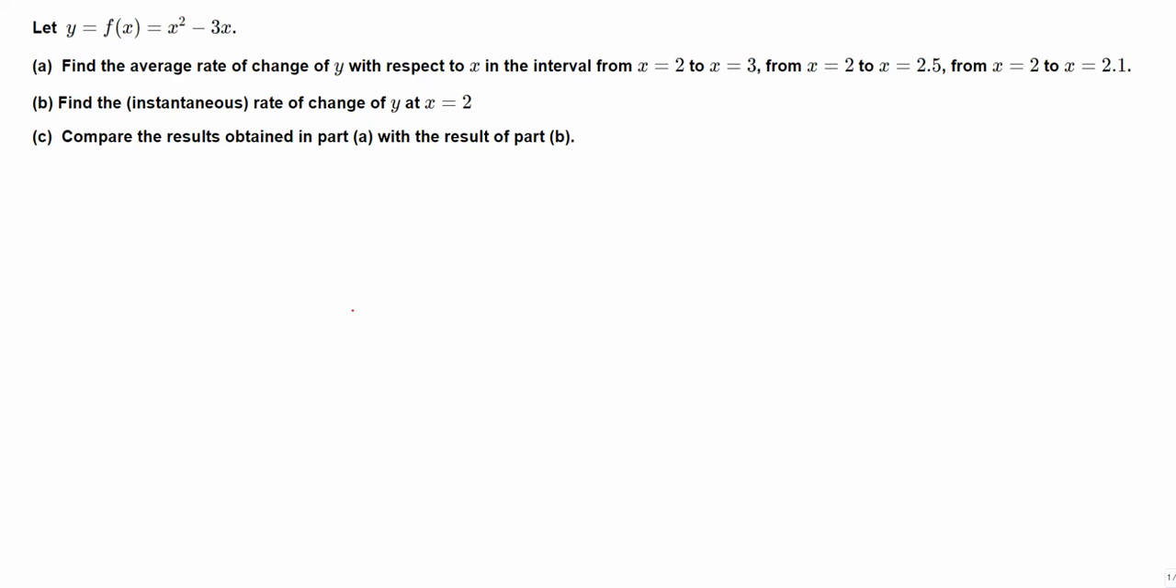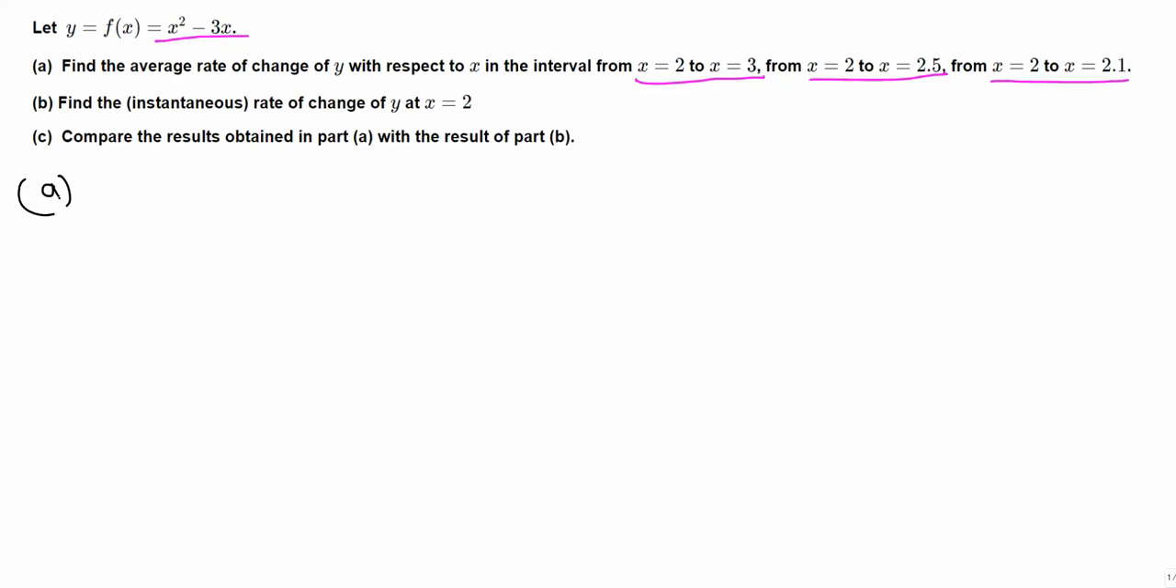Let y as a function of x, f(x) equals x squared minus 3x. Okay, we have a function x squared minus 3x. Find the average rate of change of y with respect to x in the interval from x equals 2 to x equals 3. So one question here: from x equals 2 to 2.5 and 2 to 2.1. There are three parts for part A.